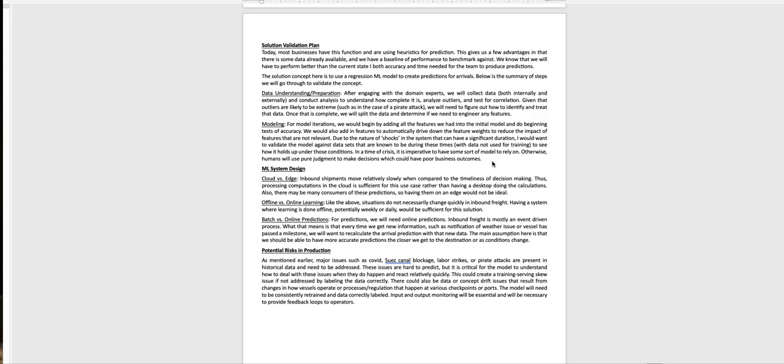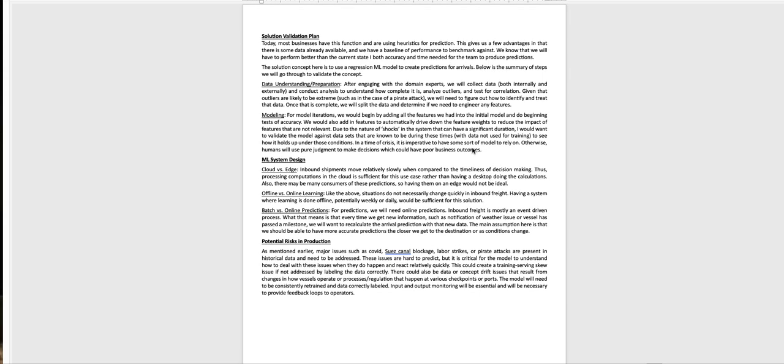So from a data understanding perspective, after engaging with the domain experts, collect the data, analyze it for outliers, and test for correlation. Some of these things will be extreme, so we need to figure out how to label that data. From a modeling perspective, we would begin by adding all of the features into the model and then testing for accuracy and iterating through what things were relevant and what things weren't.